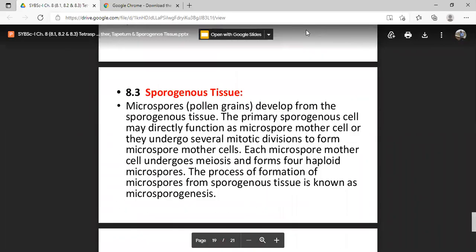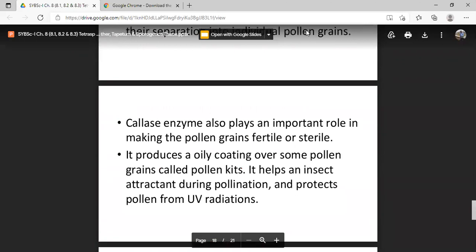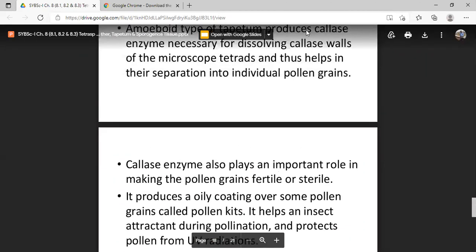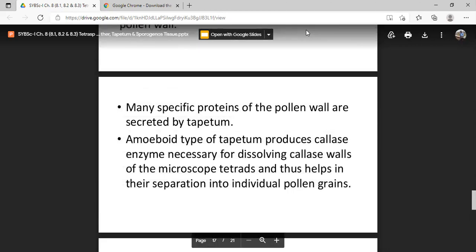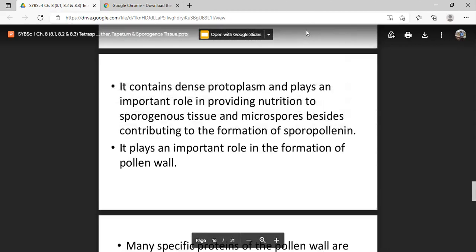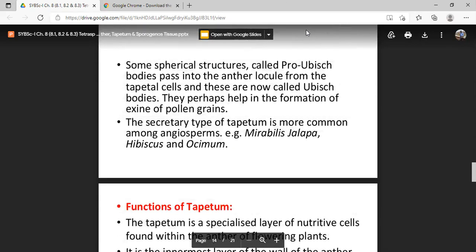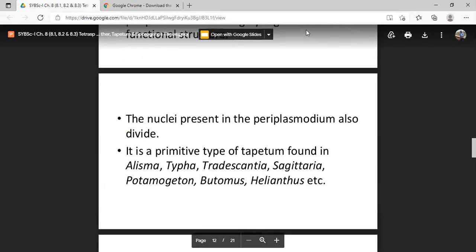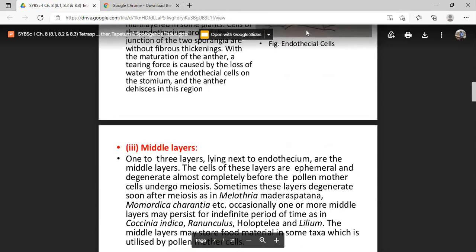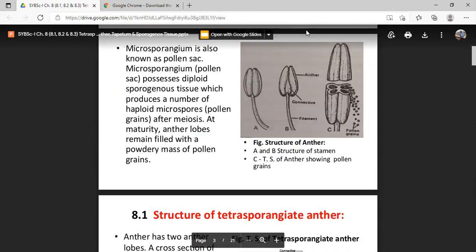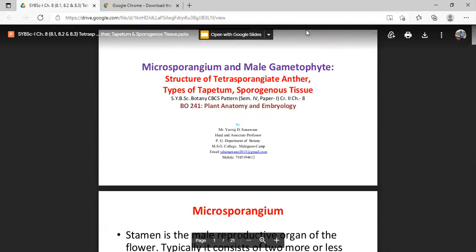So the questions: what is microsporogenesis? What is the role of the tapetum? What is the role of the endothecium? What is the role of the middle layer? What is the role of the epidermis? So this is the first part, which we call microsporangium and male gamete formation.